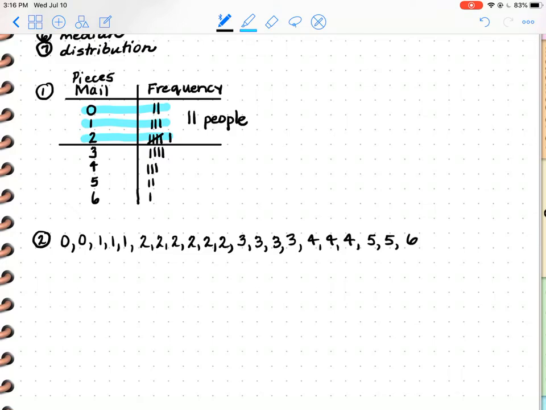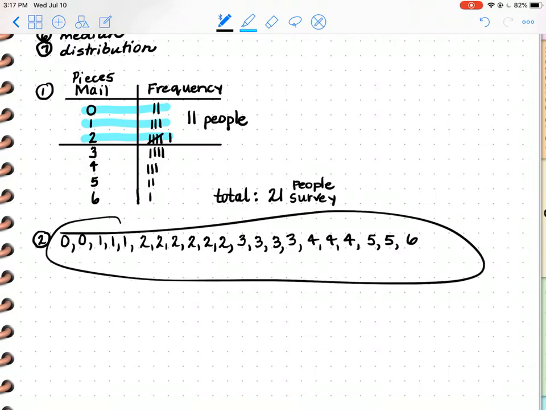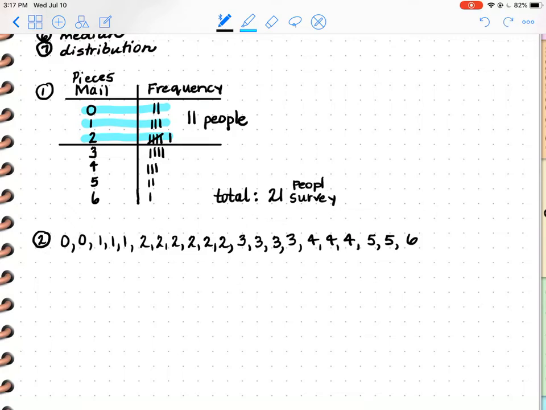So we need to know the total number of people. I should have done that even up here because it's a little bit easier to see, I think, on the frequency table. So we know we have 11 above the line, so let's add the 11 plus 4, that's 15, plus 3 is 18, 19, 20, 21. So there were 21 people in the survey. So I want to make sure in this long line that I have all 21. So 1, 2, 3, 4, 5, 6, 7, 8, 9, 10, 11, 12, 13, 14, 15, 16, 17, 18, 19, 20, 21. We have them all.